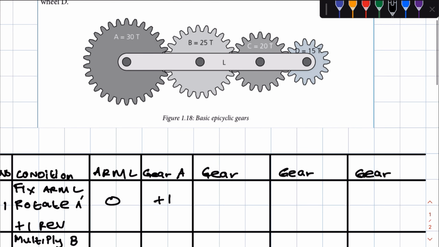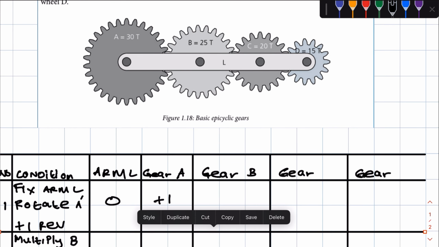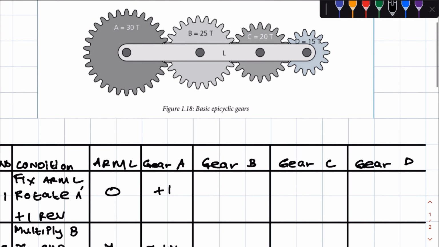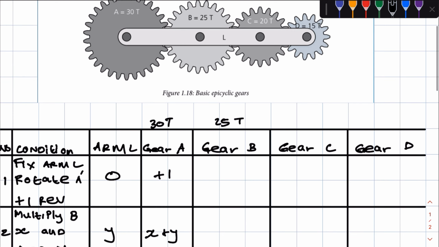So let's see the other gears. You also have gear B, then gear C, and gear D. Now, I also like to write the number of teeth on top of each column. So gear A has 30 teeth, so I write 30 teeth here. Gear B has 25 teeth, gear C has 20 teeth, gear D has 15 teeth.